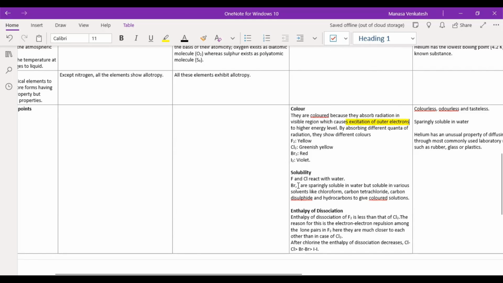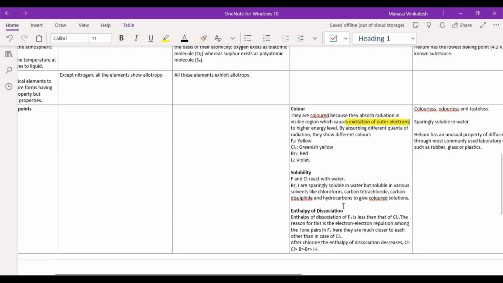Now, solubility. Fluorine and chlorine react with water, but bromine and iodine are not that soluble in water. But generally, they are soluble in various organic solvents like chloroform, carbon tetrachloride, carbon disulfide, and hydrocarbons. Then they give us a colored solution.